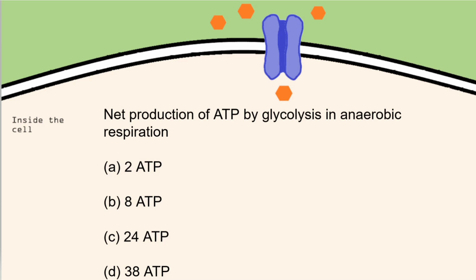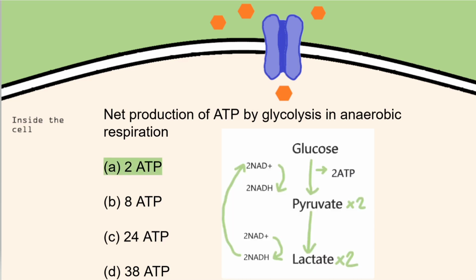Now, this is a bit of an interesting question because it's talking about anaerobic respiration, not aerobic. So the net production of ATP by glycolysis in anaerobic respiration is one of the following. The answer is 2, because we can't use the NADH to produce ATP, as the NADH is used to reduce the pyruvate into lactate, as you can see in this diagram.